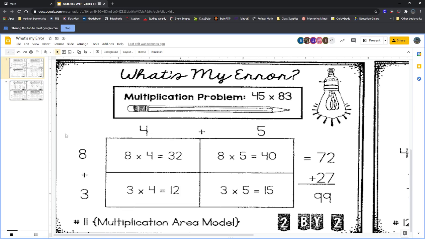45 times 83. What mistake did they make on this problem? Where was their mistake? Jadine? You're right. Where the 8 and the 4 is, it shouldn't be 8. It shouldn't be 4. It should be 80 and 40. There should be zeros behind those numbers.